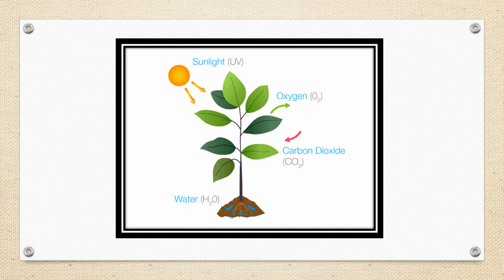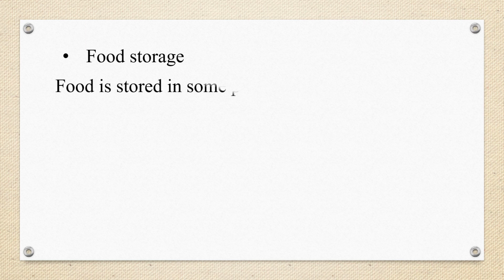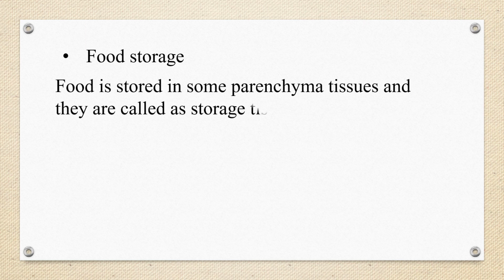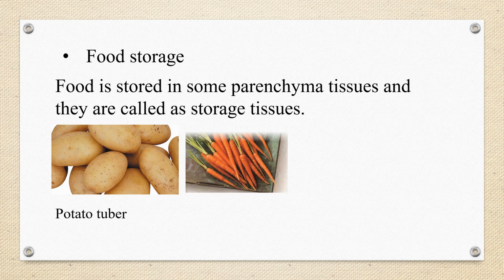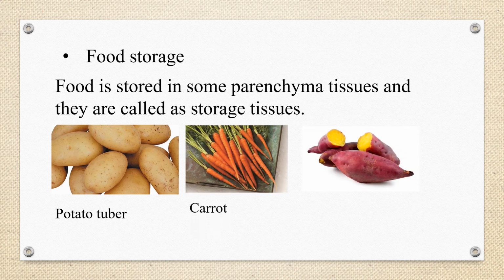This is the photosynthesis process. In this process, sunlight, carbon dioxide, water are absorbing and produce food inside the plant leaves. Oxygen is the byproduct of this process. Next function is food storage. Food is stored in some parenchyma tissues and they are called as storage tissues. These are the examples for food storage: potato tuber, carrot, and sweet potato.